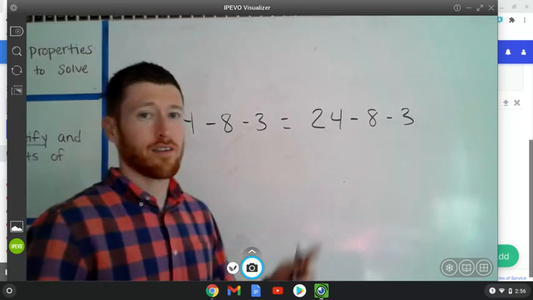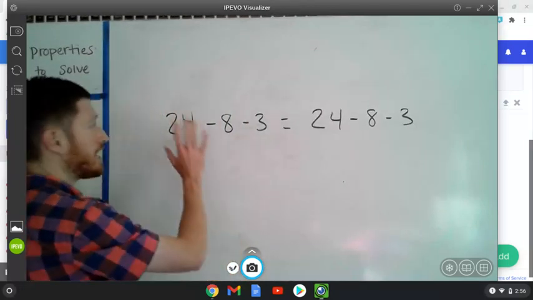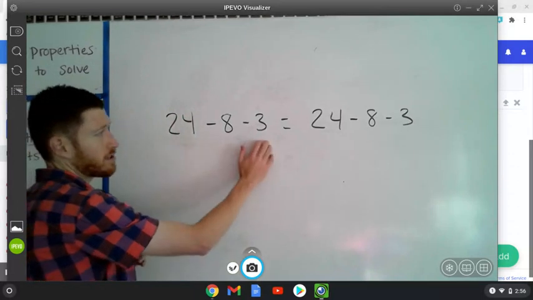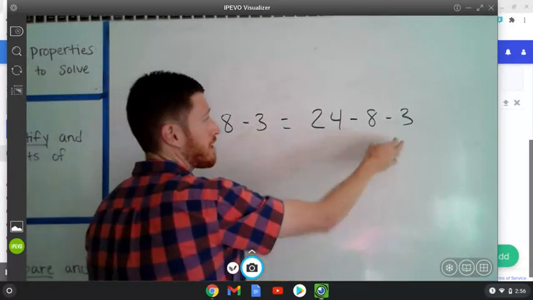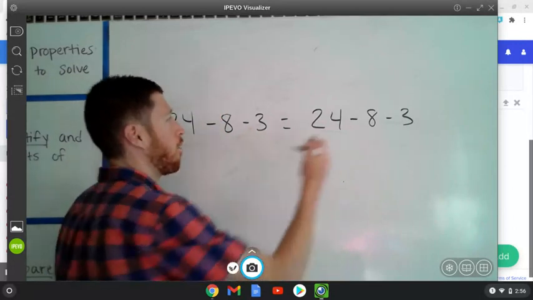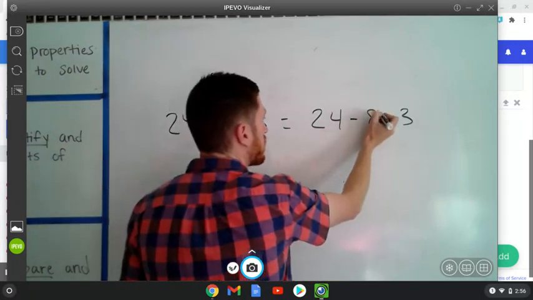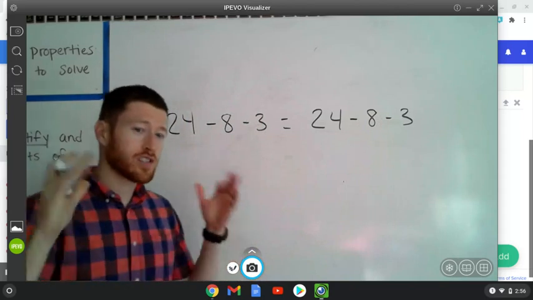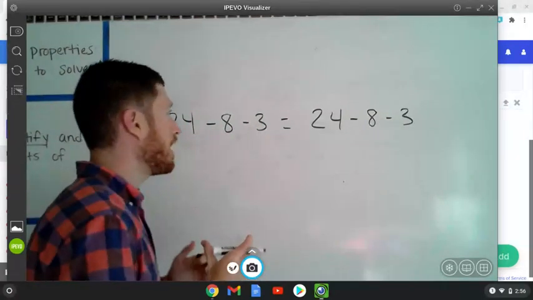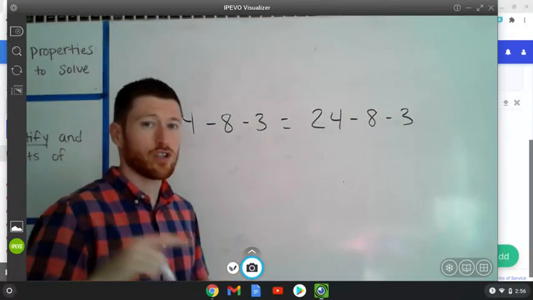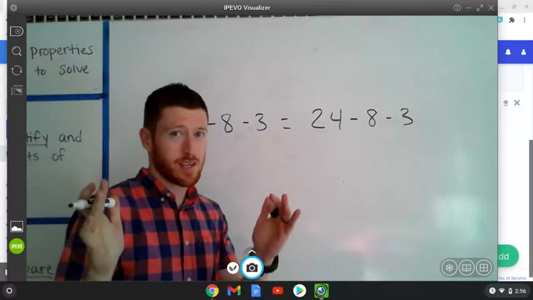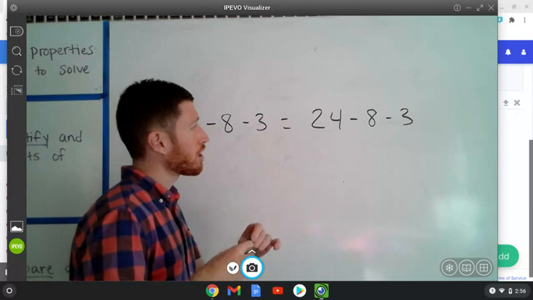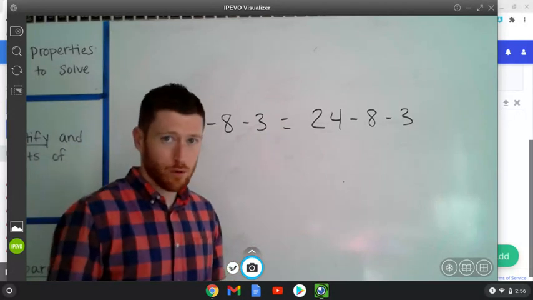And what it looks like at first glance is this 24 minus 8 minus 3, it looks exactly the same as the other side, 24 minus 8 minus 3. But once you turn it into the associative property and you associate numbers with each other, it does make a difference. So I want you to see if you can tell, does the associative property, when we add parentheses, work? And do you get the same answer on both sides?